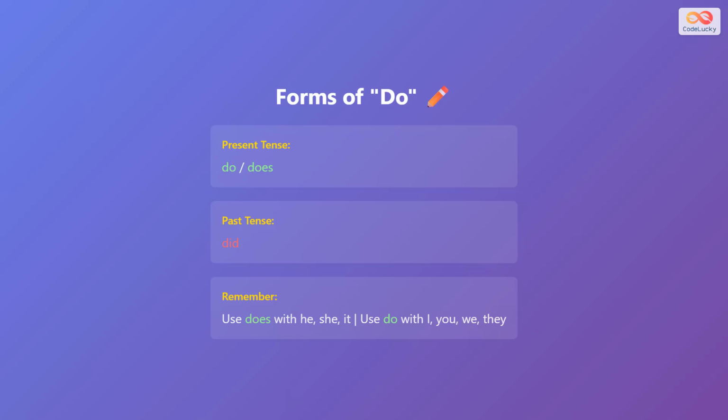There are different forms of do that we use depending on the tense and subject. In the present tense, we have two forms, do and does. We use does with the third-person singular subjects, which means he, she, or it. We use do with all other subjects, I, you, we, and they. In the past tense, we use only one form, did. This is the same for all subjects, no matter if it is singular or plural.